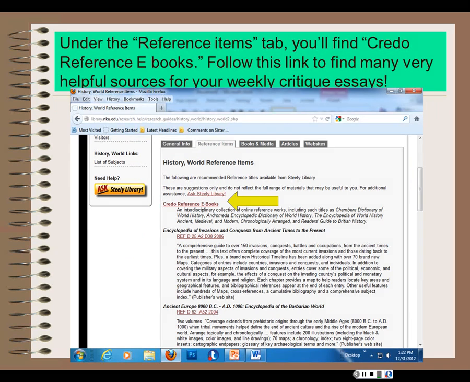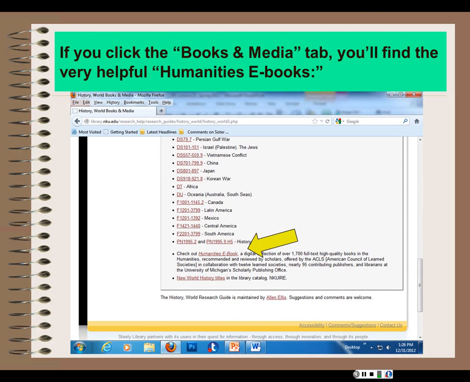Well, there are all kinds of things like Credo Reference ebooks through the Steely Library databases. And you might say, an ebook? I don't have time to read an entire book every week. Again, I'm not asking you to read an entire book every week. Sometimes you might find a chapter in one of these electronic books or ebooks that deals with India. That's just like reading an article someplace. So don't necessarily rule out ebooks. You might find a chapter or so that makes sense for you. They have all kinds of humanities ebooks as well.